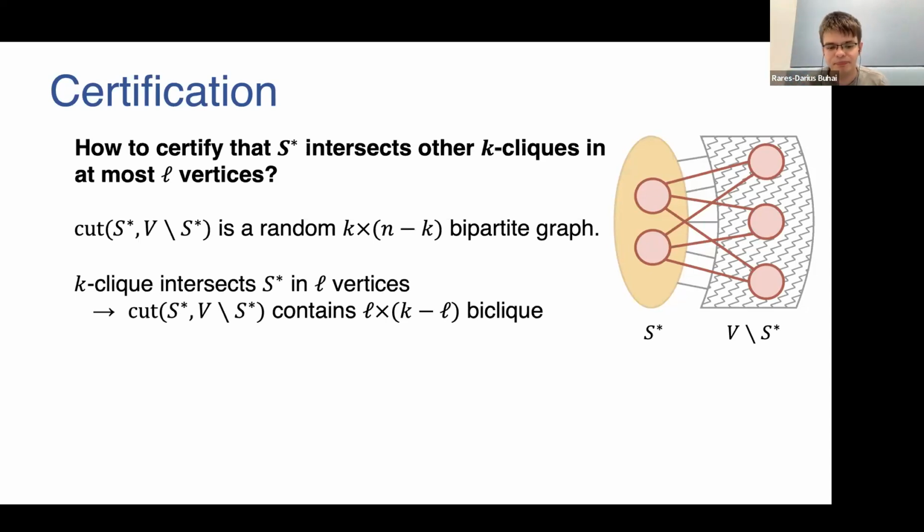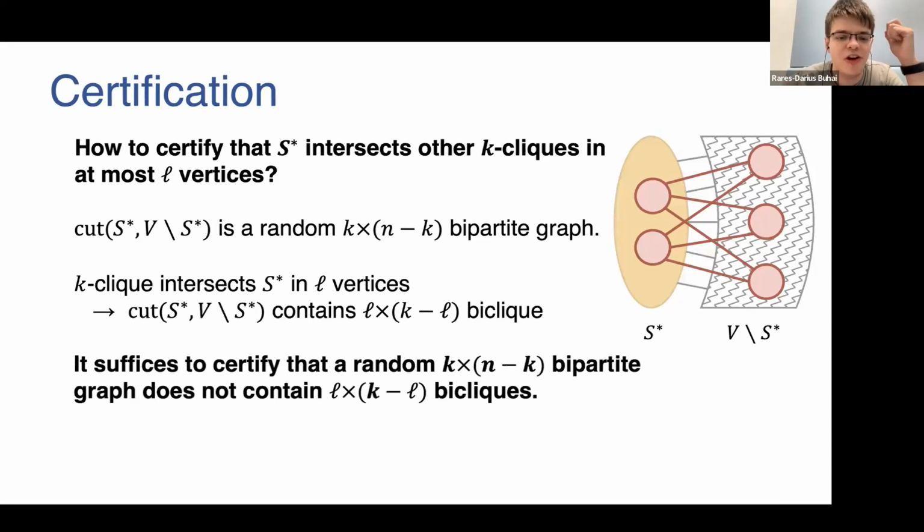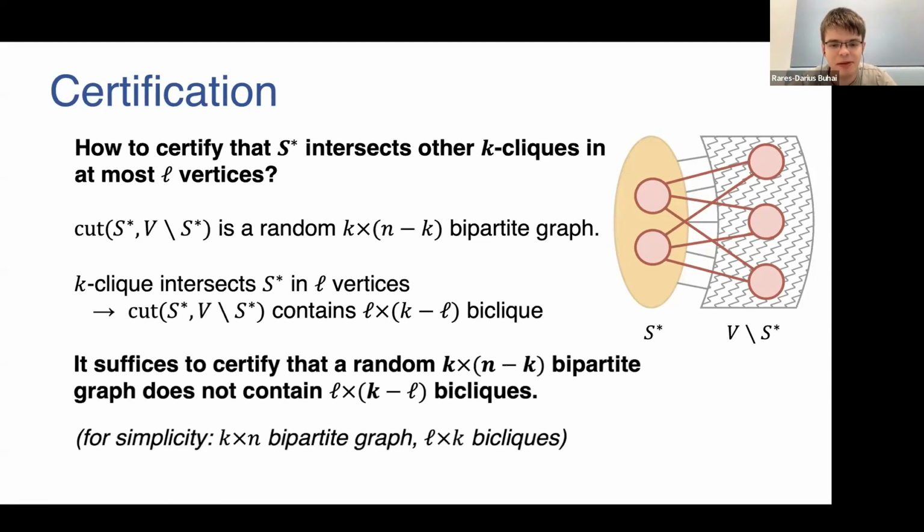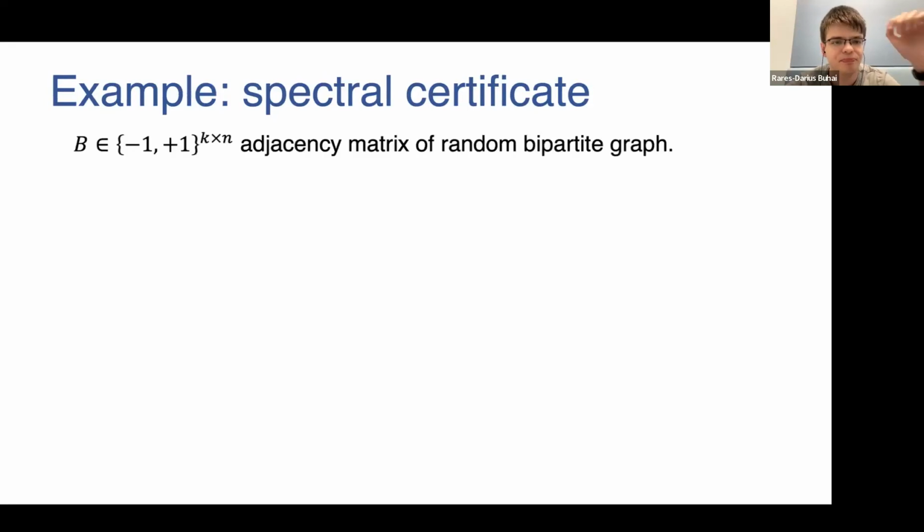So then it actually suffices to certify that a random k by n minus k bipartite graph does not contain any L by k minus L bicliques, because this automatically implies that any intersection with S star must have size less than L. So let's see how we can prove something like this. And for simplicity, I'm going to consider a k by n bipartite graph and L by k bicliques, just for simplicity of notation. So let's start with a very simple example, which is a so-called spectral certificate.